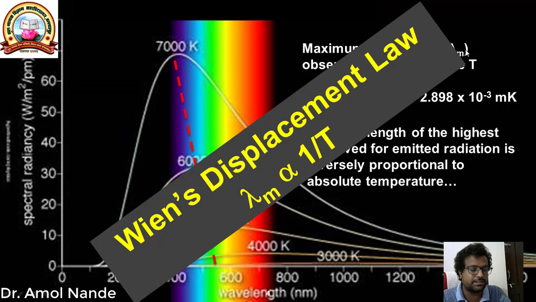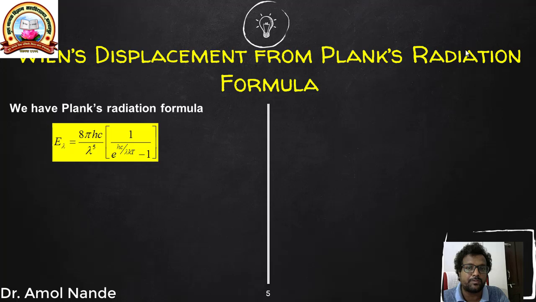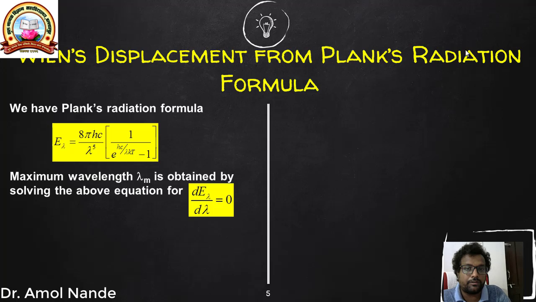Now it is possible that we can derive Wien's displacement law from the Planck radiation formula. So what is the Planck radiation formula? We have the Planck radiation formula in wavelength form: E lambda is equal to 8 pi h c by lambda to the power 5, into 1 upon e to the power hc by lambda kT minus 1.